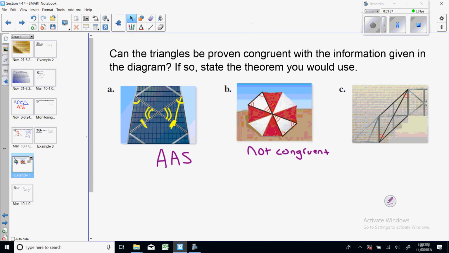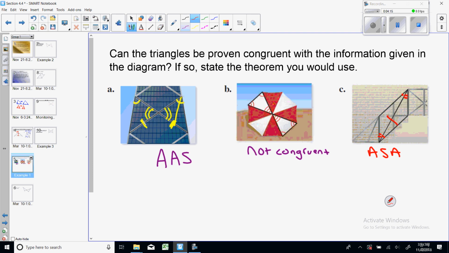And on our last one, you've got the angles in each corner, here and here, the same. You've got this corner, and then you've got the shared side down the middle. How are those triangles congruent? Okay, it's angle side angle.